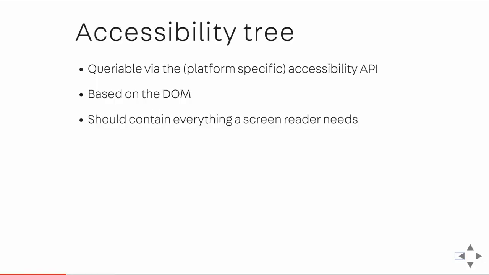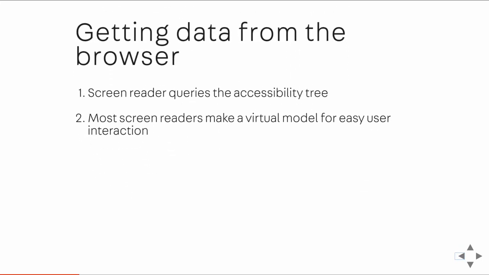And it should contain everything a screen reader or other assistive technology needs to know what's on the page and to inform the user about all kinds of things that are there. So getting data from the browser goes as follows. The screen reader queries the accessibility tree via those native accessibility APIs. And then most screen readers still make a kind of internal model to represent the web page to the user.